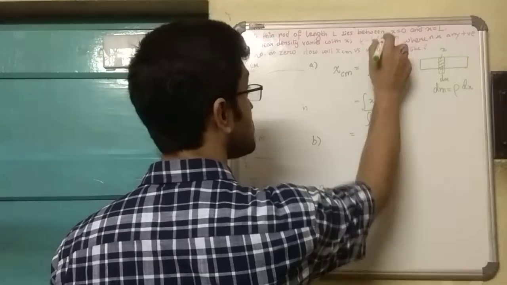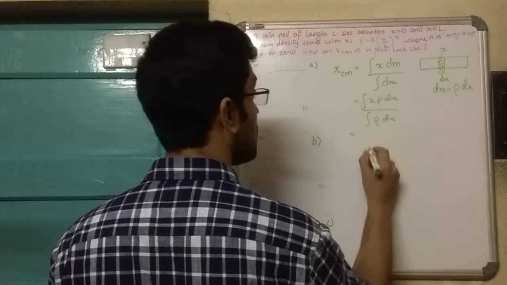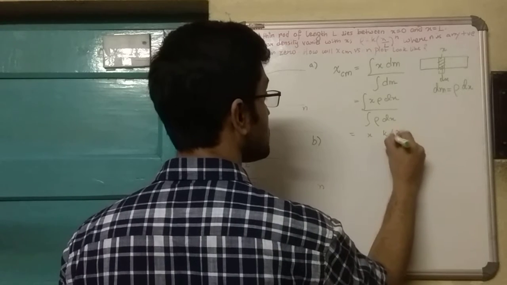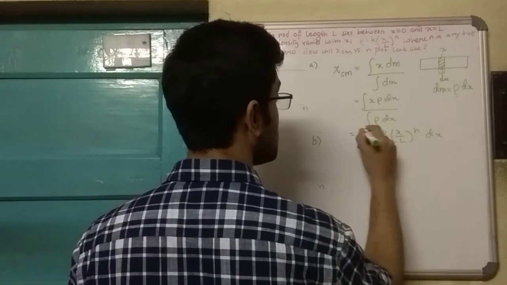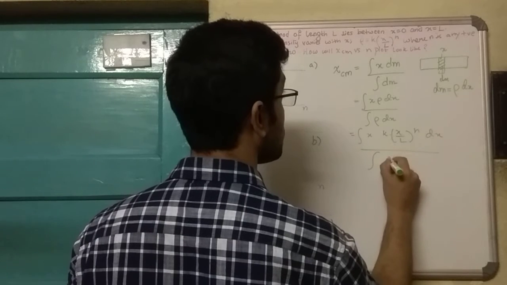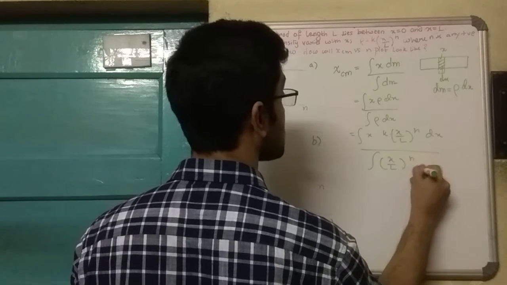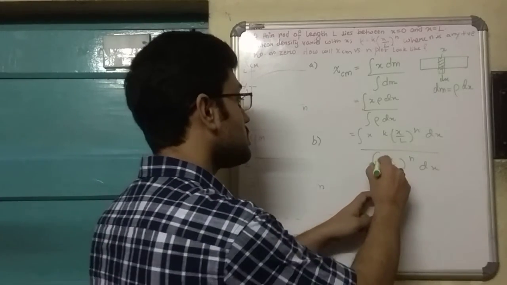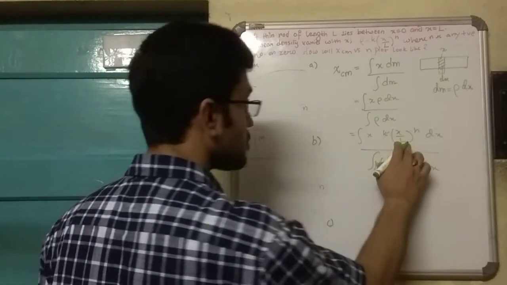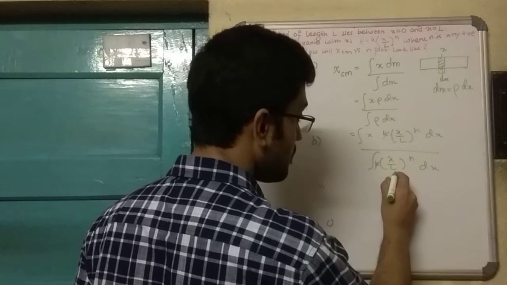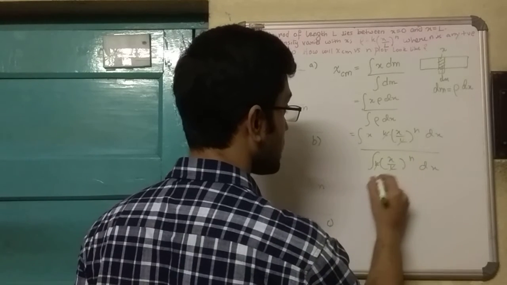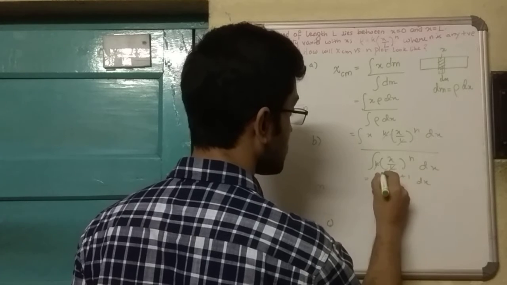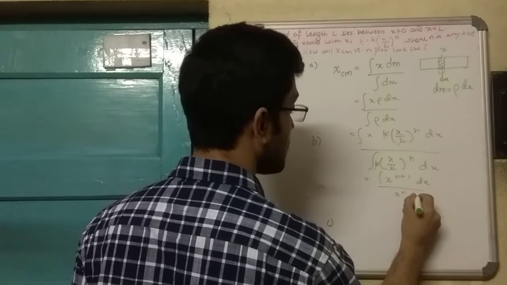Now what is rho? Rho is this relation, k times (x by L) to the power n. So this is the integration of x times k times (x by L) to the power n dx, and in the denominator we have the integration of k times (x by L) to the power n dx. Obviously this k is a constant, so it will get cancelled, and L is also a constant, so we have L to the power n in both, and L will get cancelled. What basically remains is the integration of x to the power n plus 1 dx divided by the integration of x to the power n dx.